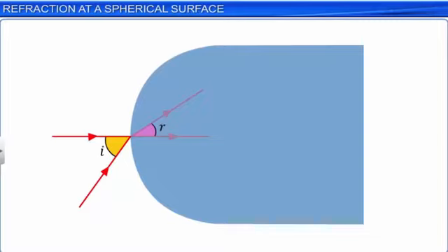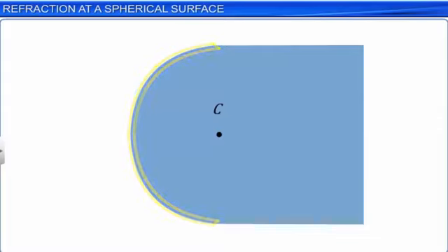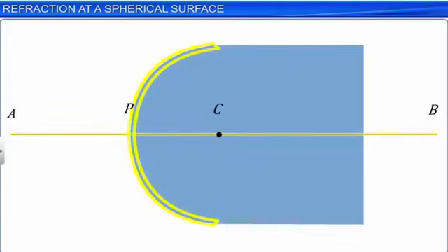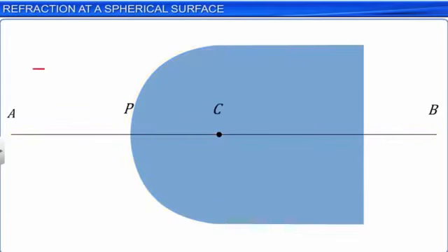Let C be the center of curvature of the spherical surface, AB be the principal axis, and P be the point of intersection of the spherical surface and the principal axis. If a ray of light is incident on the spherical surface, it refracts to the second medium. In order to apply the laws of refraction, we need to draw a normal to the spherical surface at the point of incidence.